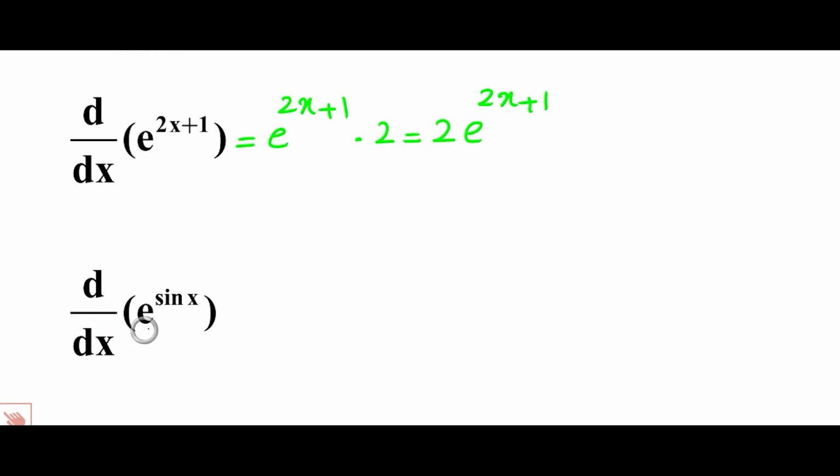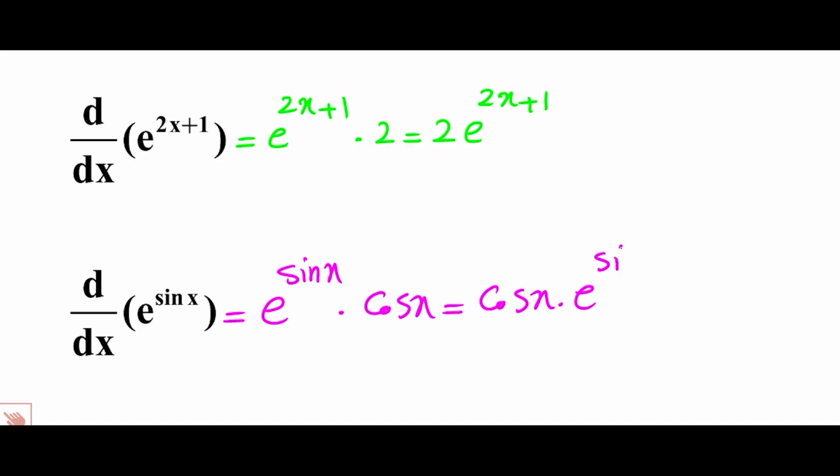Or the derivative of e to the sine of x is equal to e to the sine of x times the derivative of sine of x, which is cosine of x. So we have cosine of x times e to the sine of x.